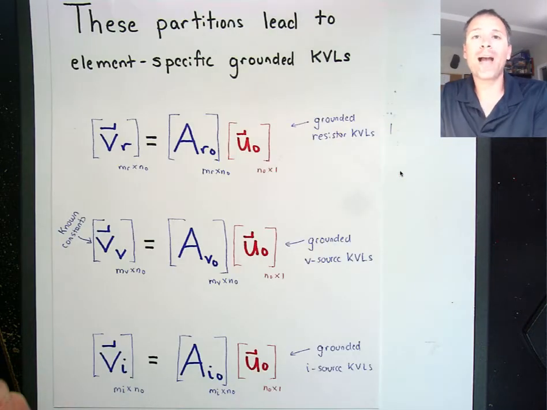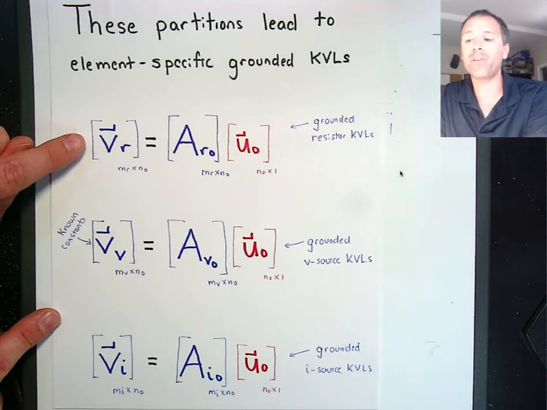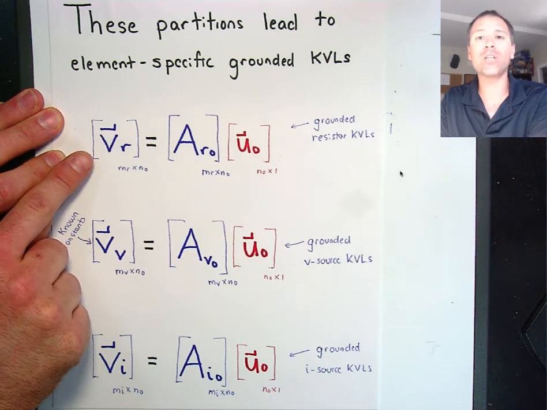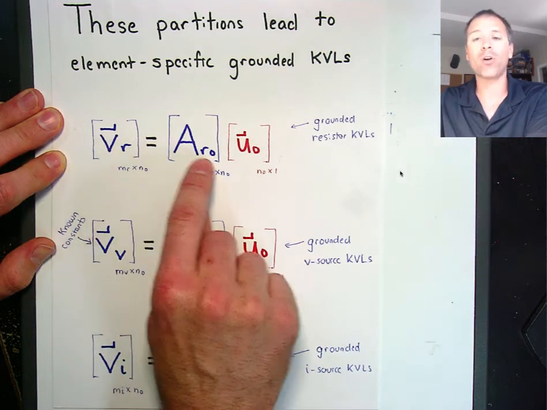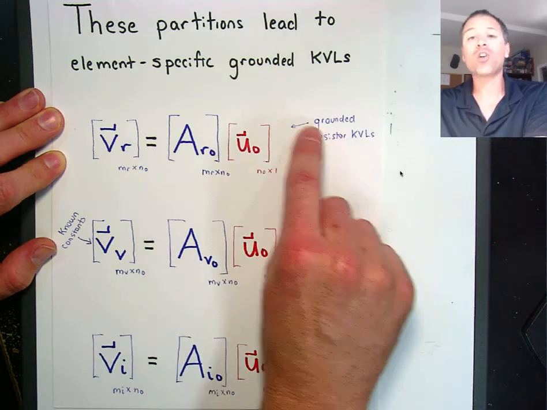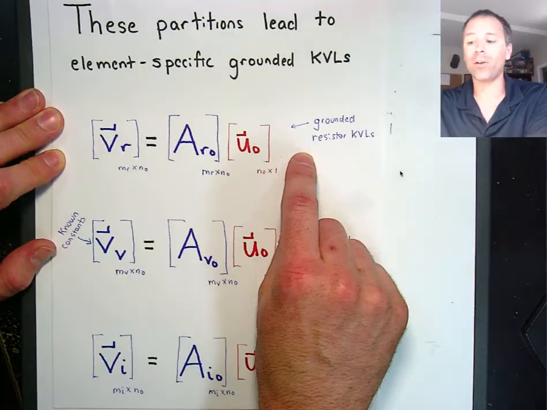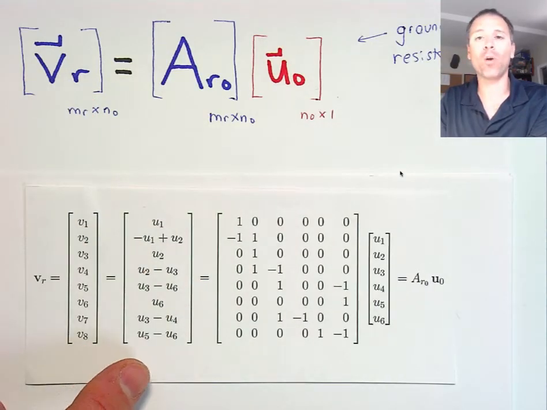Because we're going to refer back to the subblock equations, I want to really drill down and get specific. We said that the resistor KVLs in grounded form looked like V sub R is equal to A sub R naught times U naught. These are all the KVLs for the resistors where we've eliminated the ground node. In scalar form, my grounded resistor KVLs would take the form that you see right here. Those are the actual values.